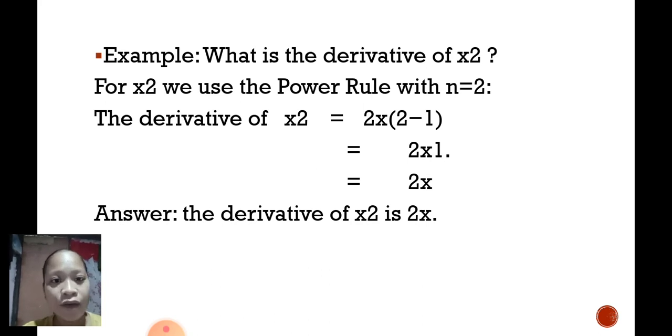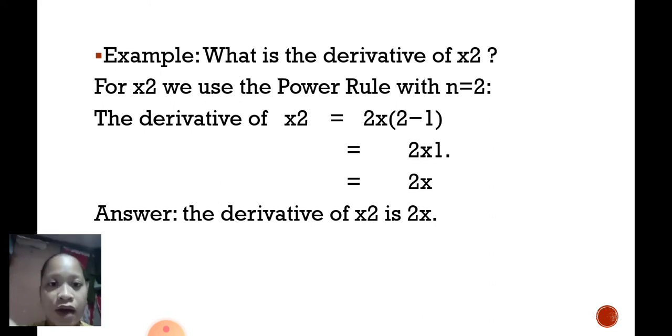Let's have an example. What is the derivative of x squared? For x squared, we use the power rule with n equal to 2. The derivative of x squared is 2x to the power of 2 minus 1, which is 2x to the power of 1, equal to 2x. So the derivative of x squared is 2x.